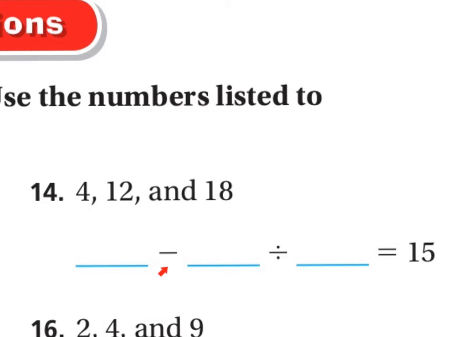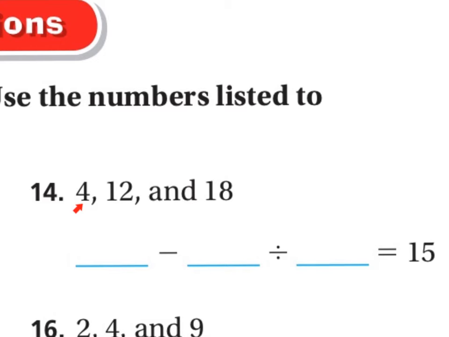Number 14, I see subtraction and I see division. According to my order of operations, I am going to divide first. So whenever I look at my numbers, I cannot divide 12 and 18 into each other. So I know I'm either going to divide 12 by 4 or 18 by 4. But wait, 18 divided by 4, I can't do that either.